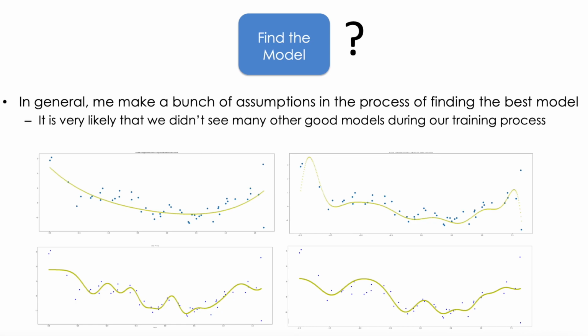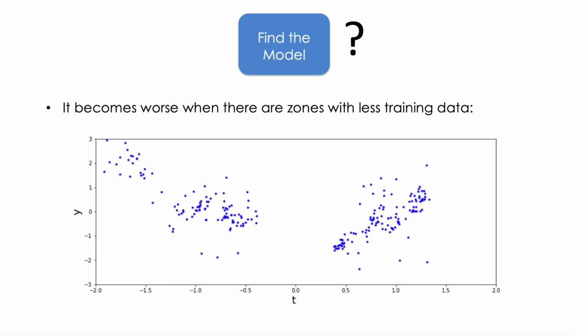By using different parameters or different initial assumptions, we get different models. And all these models kind of make sense, right? It's hard to tell which one should be the right model. And that situation becomes even worse when we have areas with not so much training data, like in here, right? You can see that now we have in the middle a big gap where we don't have training points.